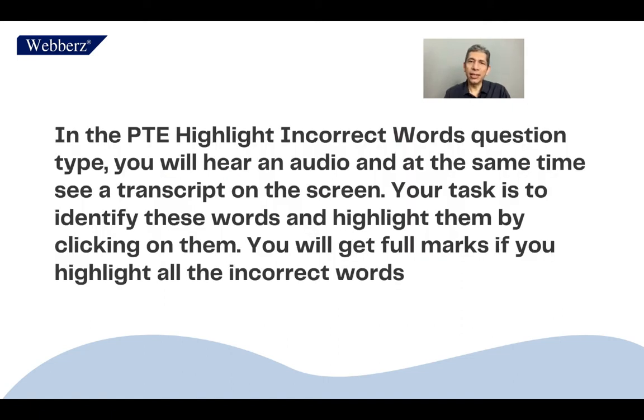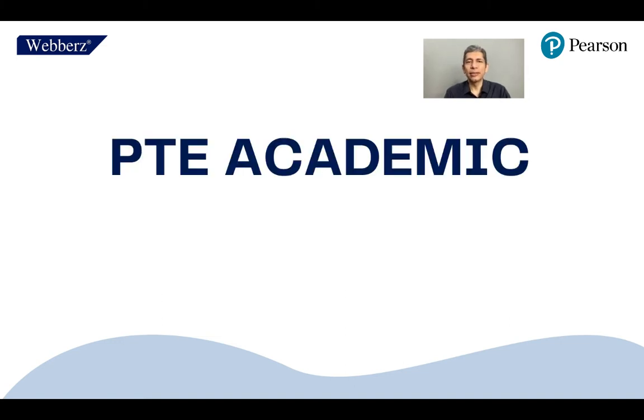In PTE Highlight Incorrect Words, in this particular question type, you will hear an audio, and at the same time, you will see the transcript on the screen. Your task is to identify the words which are incorrect and highlight them. You can highlight them by clicking on them. You will get full marks if you highlight all the incorrect words.